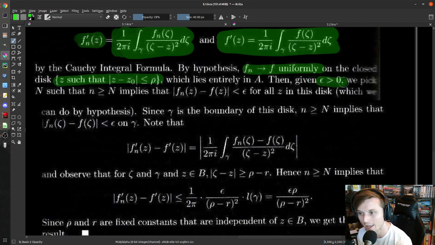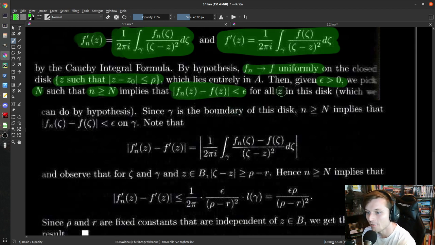So for any epsilon greater than 0, or for a given one at least, we pick a capital N such that little n greater than or equal to big N implies that these are within epsilon of each other. That is, Fn of z minus f of z in modulus is less than epsilon for all z in the disk. We can do this because we have uniform convergence. That's what uniform convergence is all about.